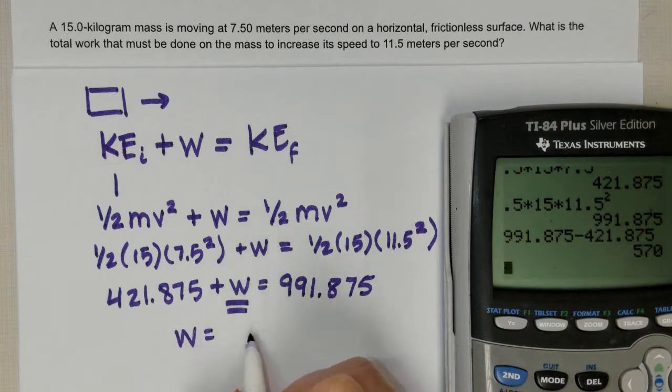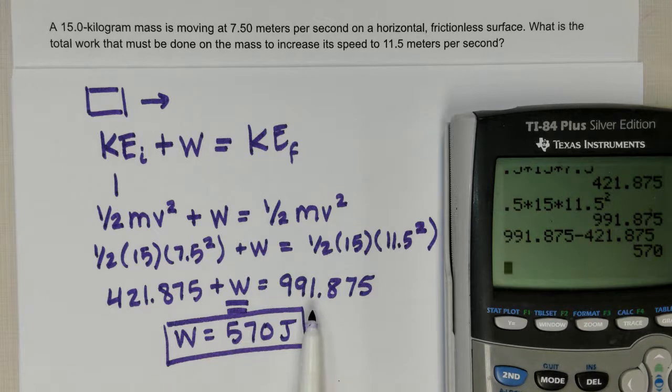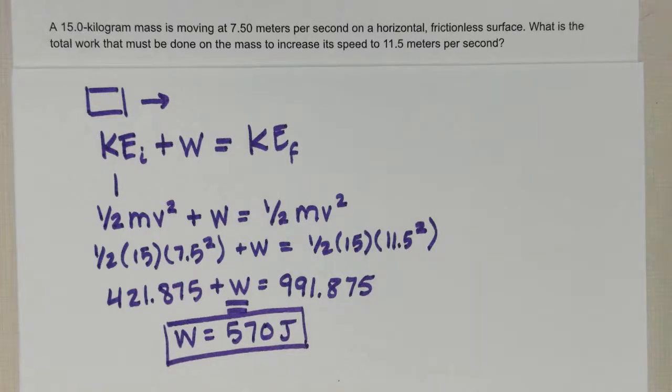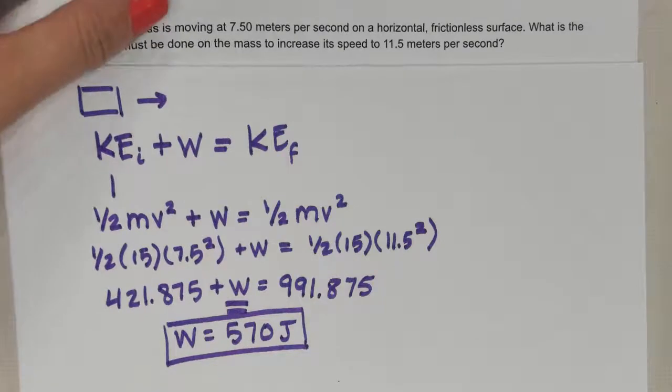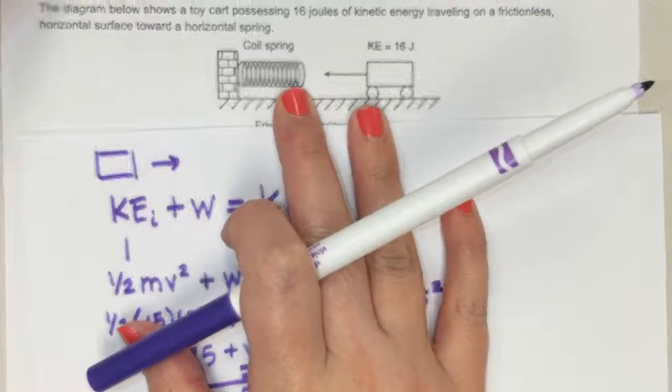The work in this case is equal to 570 joules. So by doing 570 joules of work, by pushing or pulling this box to get it to speed up, we're able to get it to increase its energy to 991.875 joules at the end. But this is your work. Okay, so again, in order to solve these, you have to be able to write those energy equations. Let's go ahead and take a look at another example and see if we can do this one in much the same way.